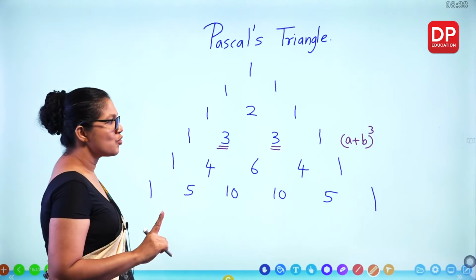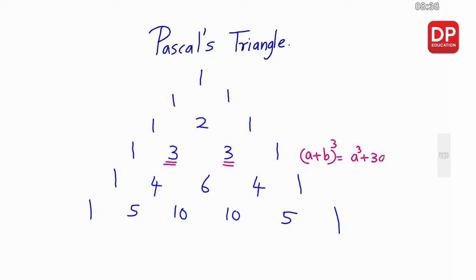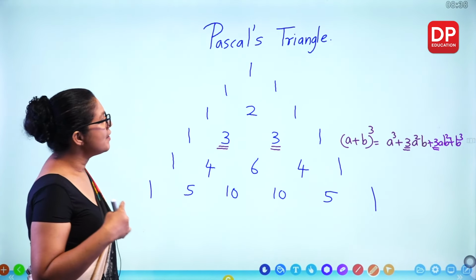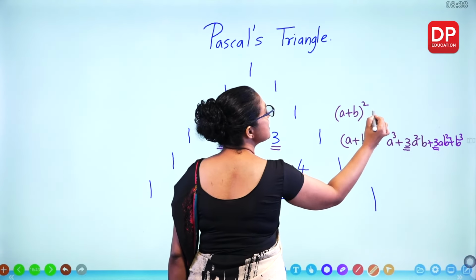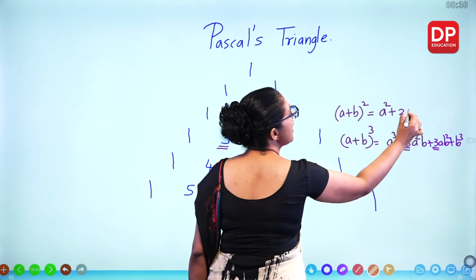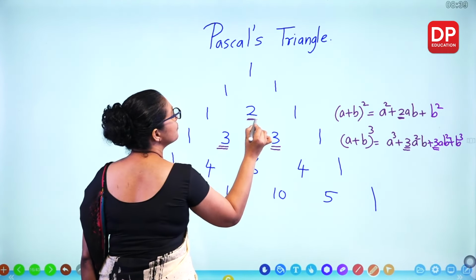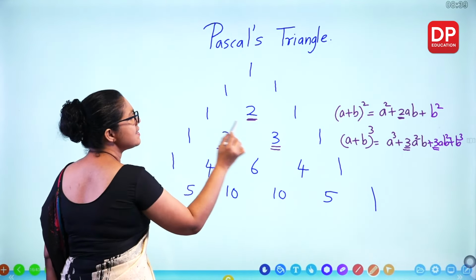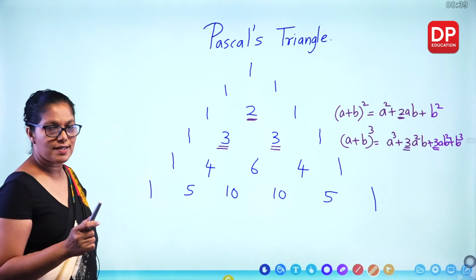What are the coefficients you got before? A cube, 3a squared b plus 3ab squared plus b cube. So these 3 using this one. Earlier we did power 2. What's the pattern we observed? A plus b squared is a squared plus 2ab plus b squared. So here this 2, this one. And here 1 means this first term and the last term. First term and the last term, always coefficients are 1.